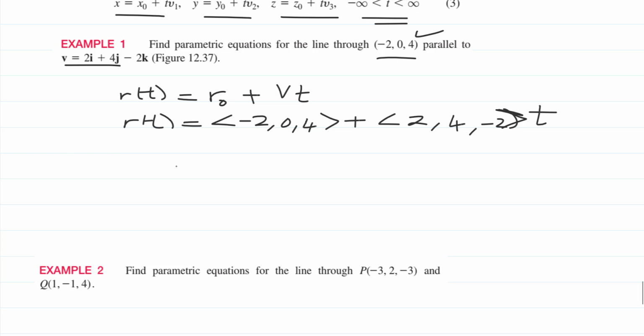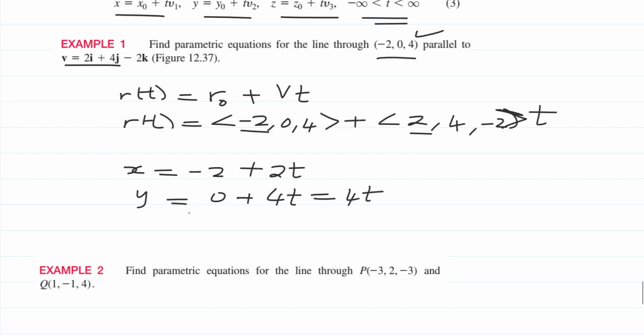Then in parametric form, I want x in terms of the x component, so minus 2, the 2 there multiplied by the t, so plus 2t. Then the y will be 0 plus 4 there times t, so it's just 4t. Then for the z, we have 4 plus times negative, so minus 2t. So these are the parametric equations for a line, and they describe a line for us.